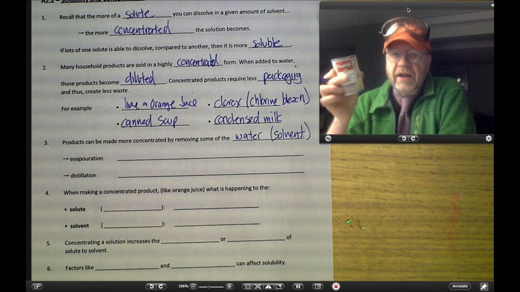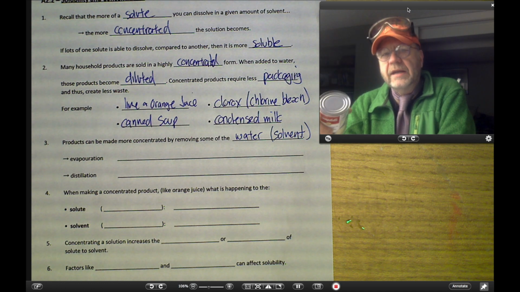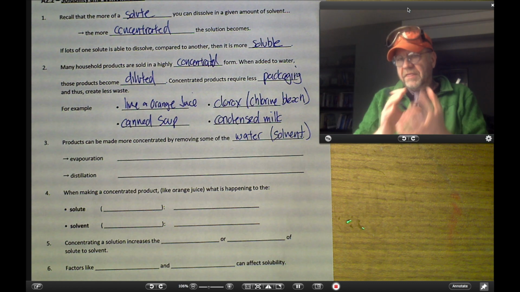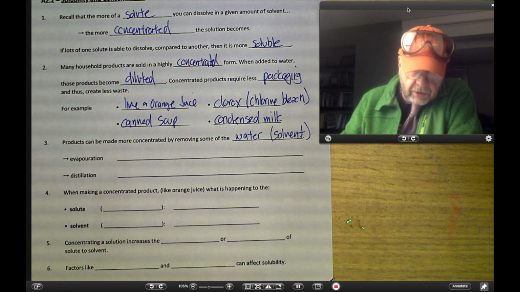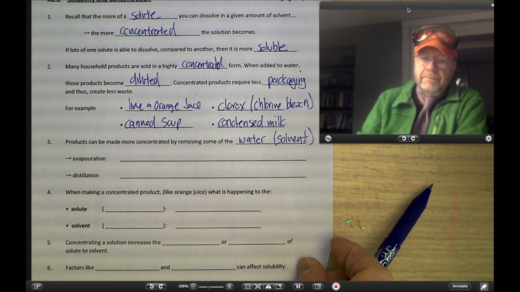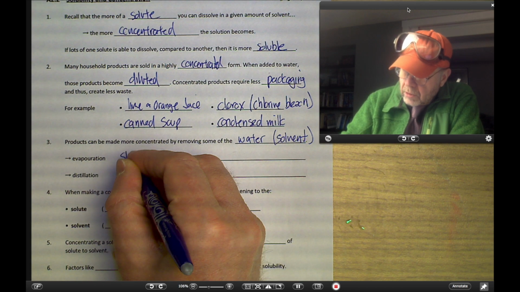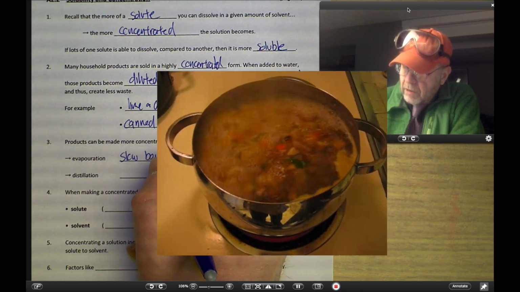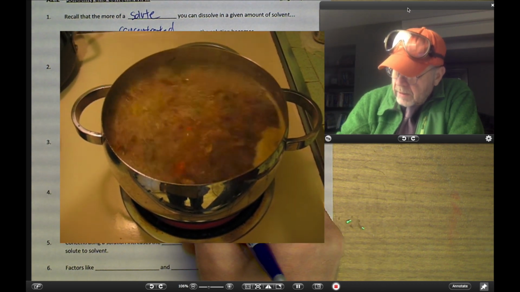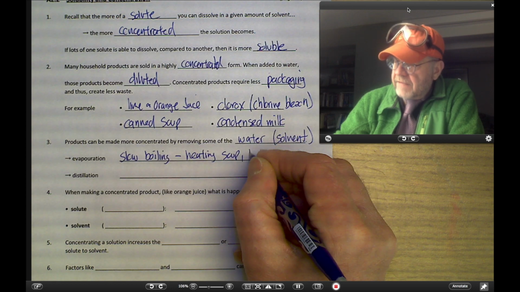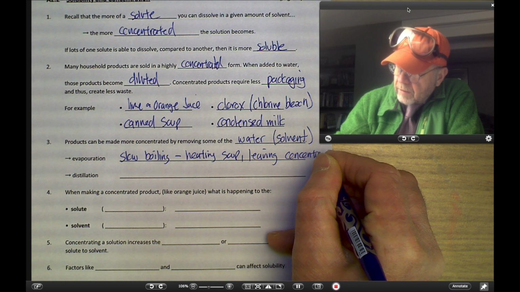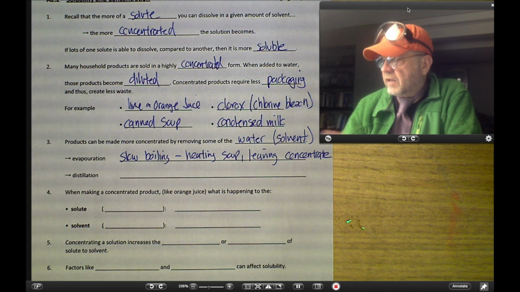So this is not a thick soup normally, but if you heat it up slowly, the water will evaporate out and you're going to get a really thick kind of stock at the end of it. So two ways of doing this are through evaporation and distillation. Evaporation is a slow boiling, let's call it. You're heating up the soup and you're leaving the concentrate behind.